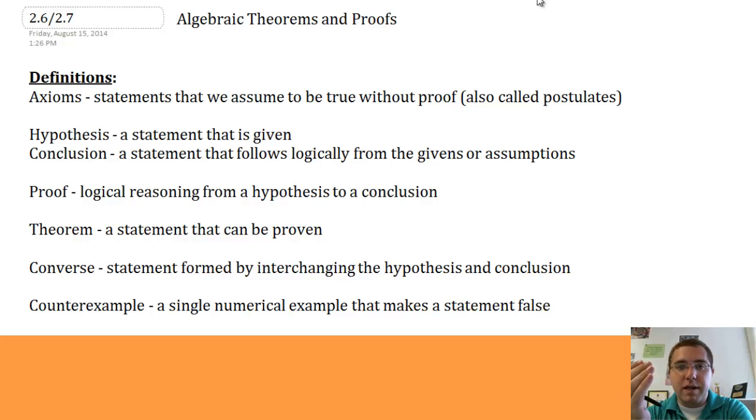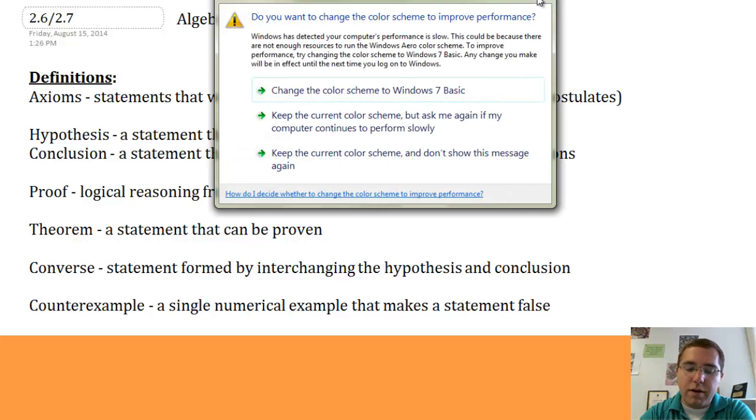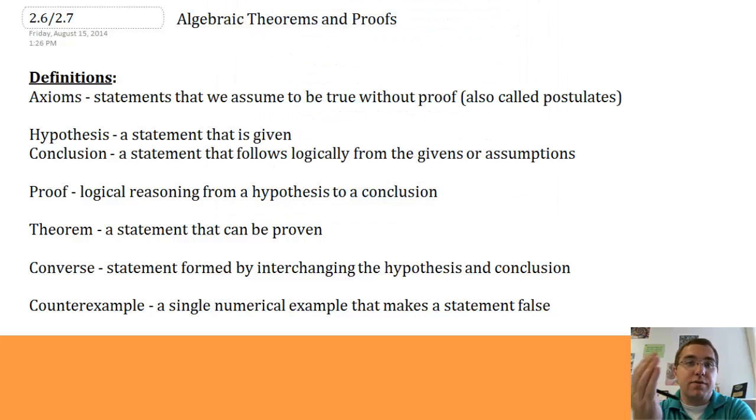And we can show that something is not true by providing a counterexample. A counterexample is a single numerical example that makes a statement false. So in order to show that something is true, we have to prove it. In order to show that something is false, all we have to do is provide one counterexample. So you might want to pause the video until you get all of those definitions written down, and then continue.